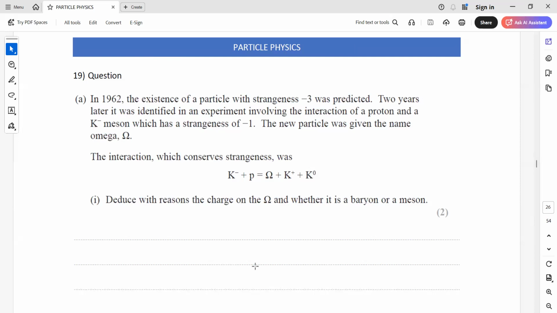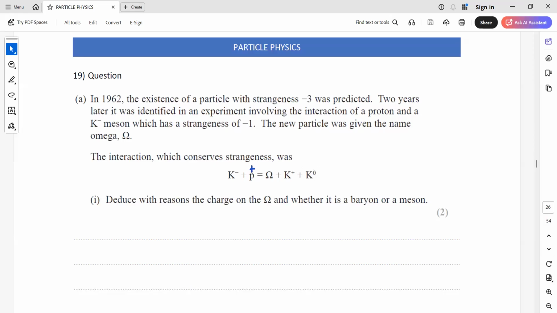Now, how can we determine the charge? For the charge, there must be a conservation of charge. So as there must be a conservation of charge, this is minus, the proton is plus. So this is K plus and this is 0.